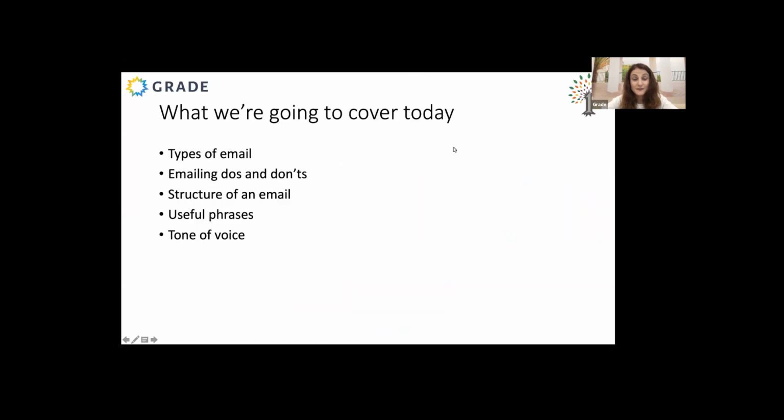Let's get started, and let's look at the session plan. I've planned lots of things, and when it comes to emailing, there's always so much to tell, and it's very hard to choose what to talk about. We're going to look at types of emails, emailing do's and don'ts. We're going to brainstorm together the structure of an email, one of the typical ones, useful phrases, some language, and the tone of voice. And of course, we're going to write emails today.